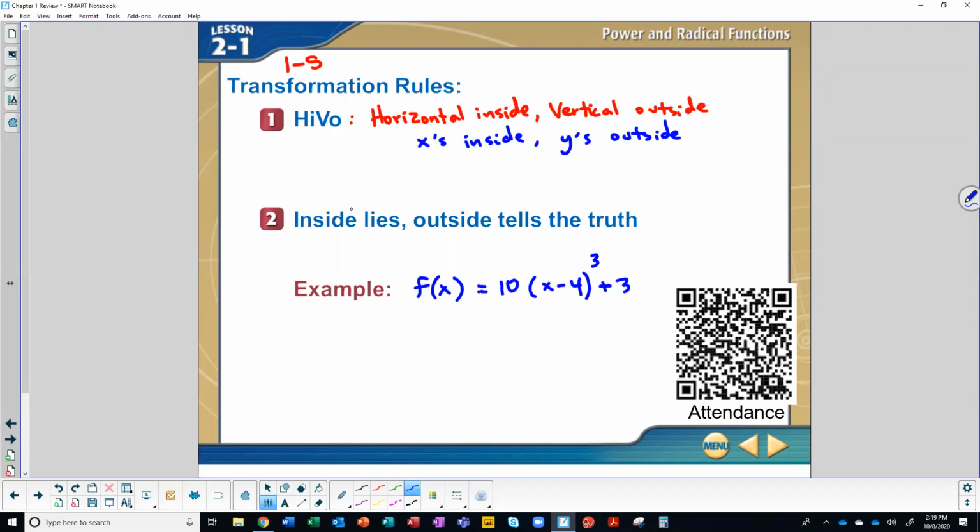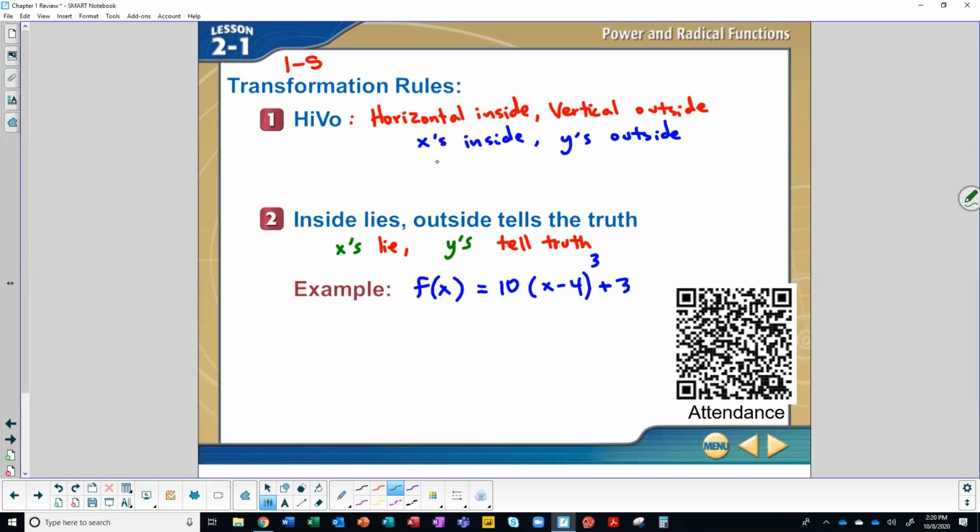Rule number 2 says that inside lies and the outside tells the truth. Said another way, your x's lie, your y's tell you the truth. And this was my joke that I made, saying that your x's, you break up with them because they're always lying to you, and your y's, you marry them because they tell you the truth. Obviously, there's a little play on words there. This is supposed to be a real x. X's lie, and the y's tell the truth.